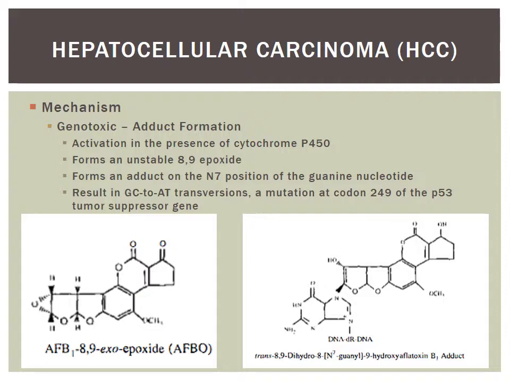These DNA adducts can result in GC to AT transversions, a mutation specifically at codon 249 of the p53 tumor suppressor gene, which likely contributes to the development of the cancer. Due to these properties, aflatoxin B1 is described as the most potent known natural carcinogen.